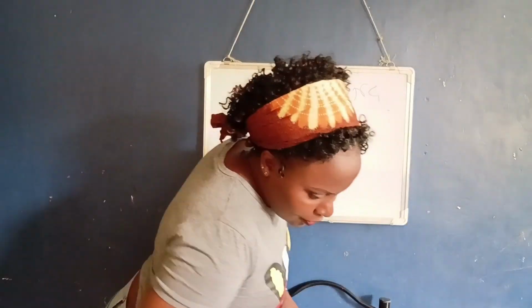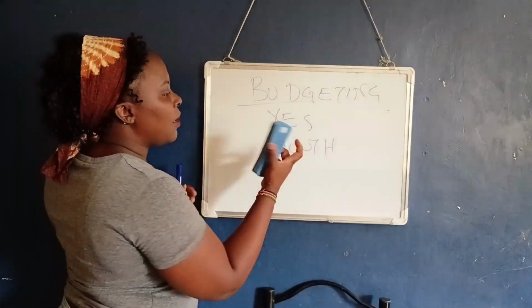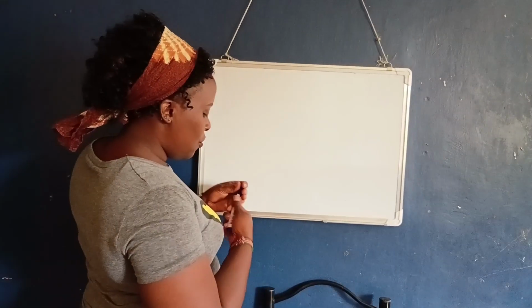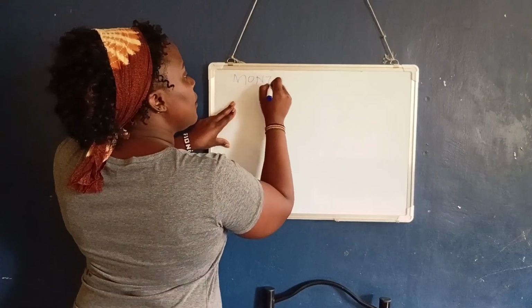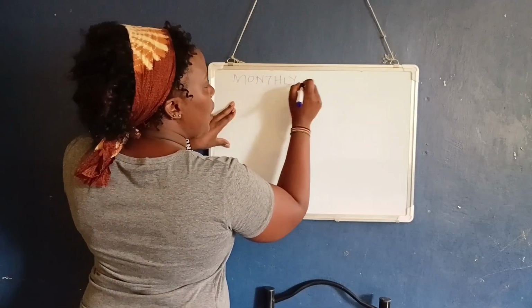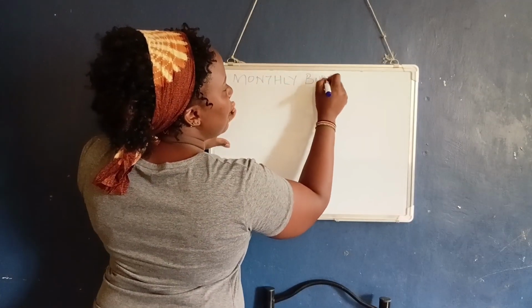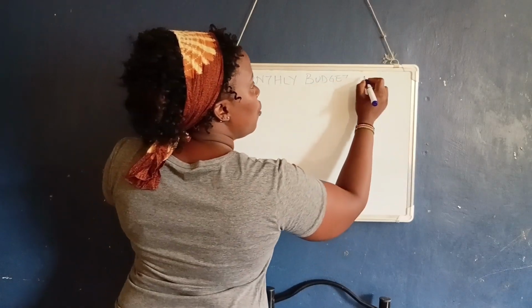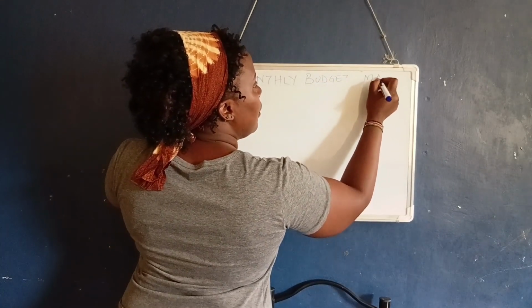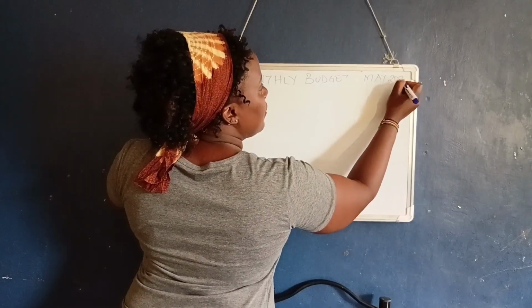So let's go ahead and we do that. Let us start a monthly budget. We are going to do a monthly budget, a simple one. Which month are we in? We are in April, so we do it for May 2026.